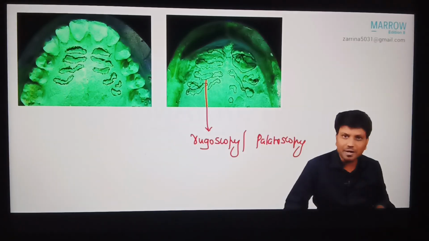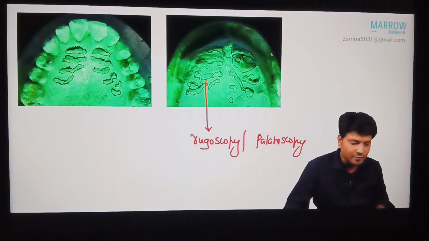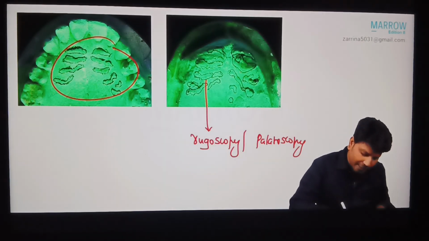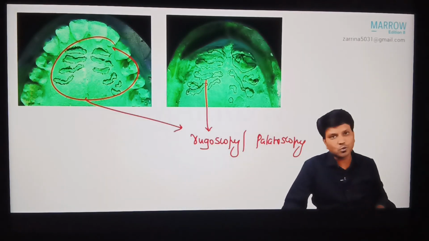They'll ask you from which part of the palate. Hard palate or soft palate? It is hard palate. They'll ask you from which part of the palate: anterior part or posterior part? It is from the anterior part of the palate. You can use these rugae, and the study from that is called rugoscopy.